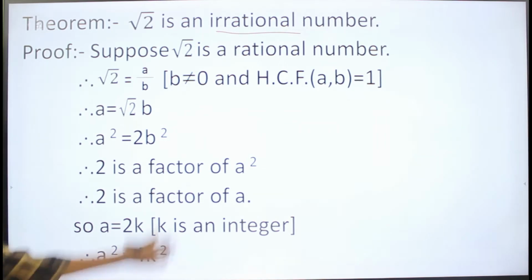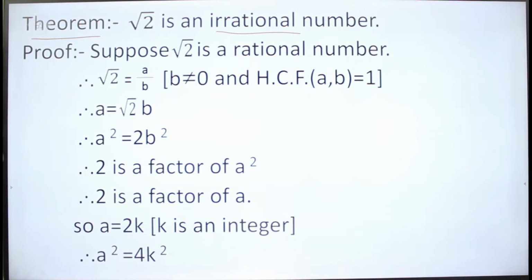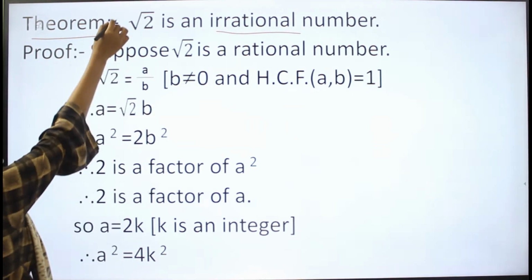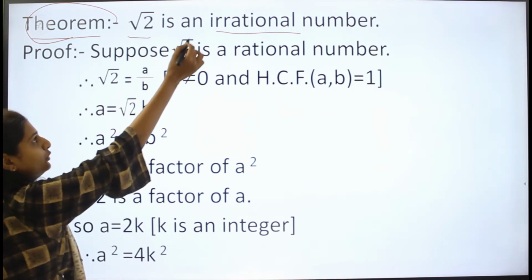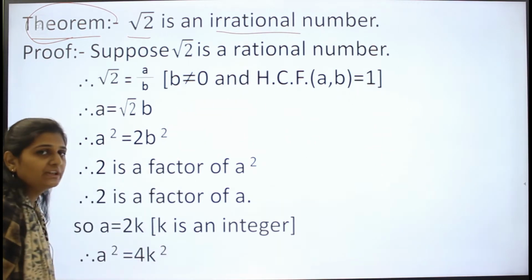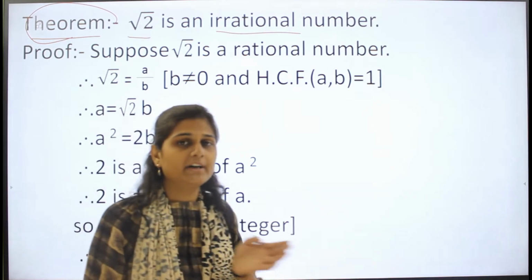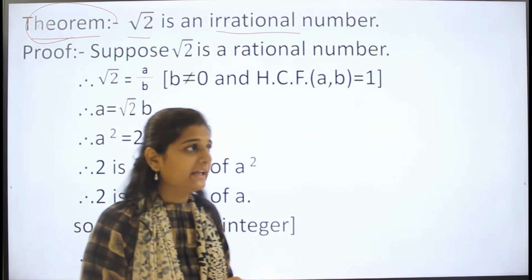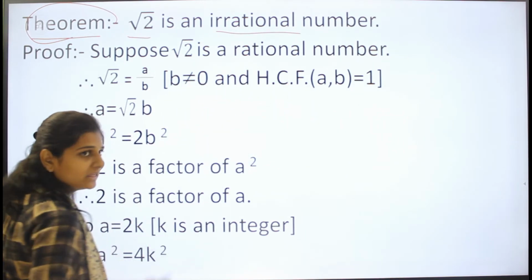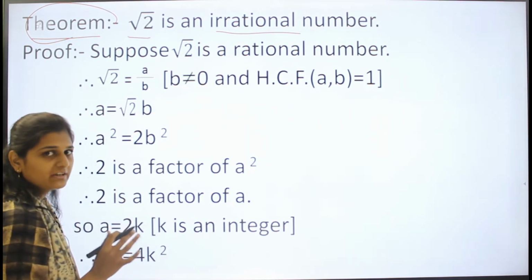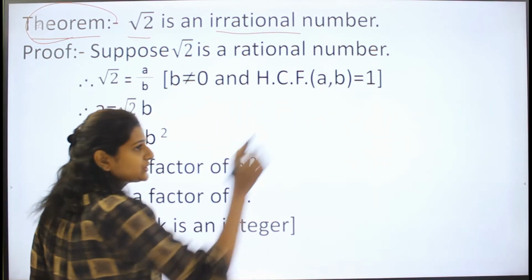So now first I have given the question as a theorem. Whenever you are proving something, that will be your theorem. So the theorem we have is that square root 2 is an irrational number. I want to prove this, so in the contradiction method I will suppose root 2 is a rational number. We want to prove irrational, but we will take the reverse, that suppose root 2 is a rational number.